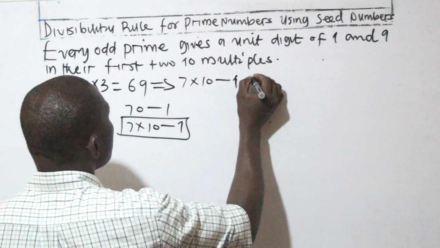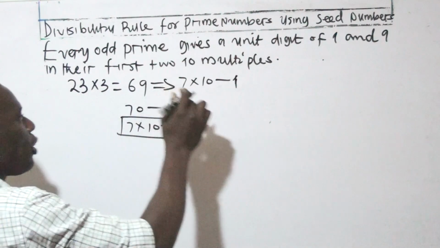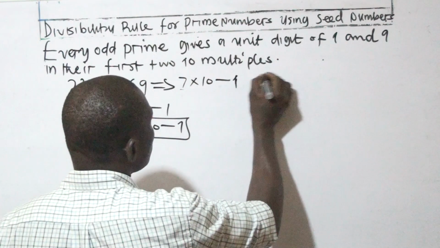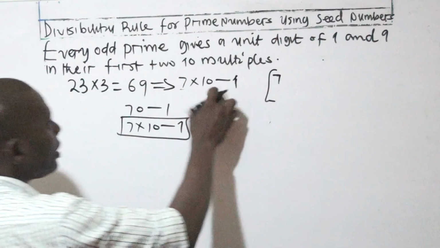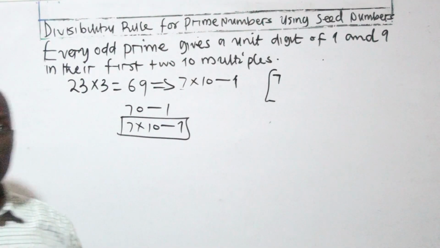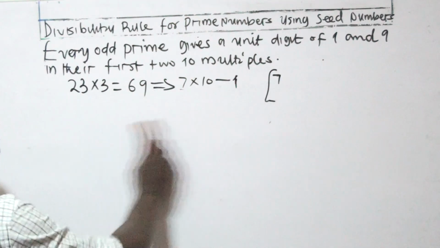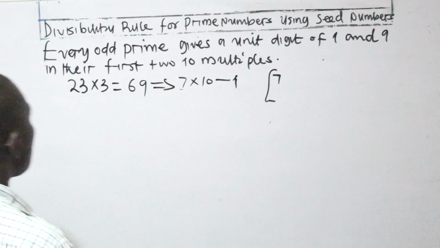Like I said, this is the seed number, but you have to check whether it is plus or minus 1. Here our seed number will be 7, but this is minus 1. That is one of the seed numbers that we can use to test if a number is divisible by 23. So let's look at another number.